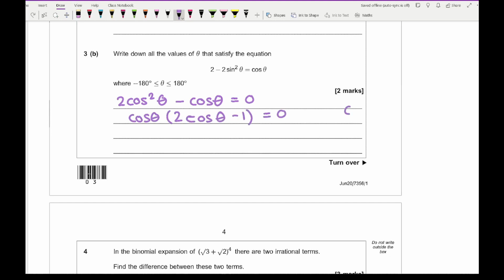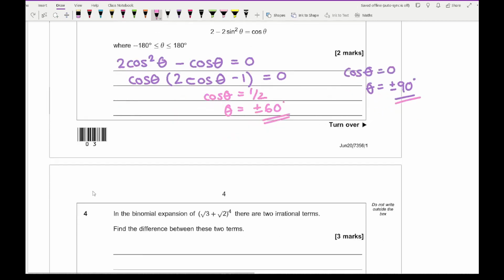So either cos theta equals 0, in which our 2 solutions are going to be plus or minus 90 degrees, or we've got cos theta equals a half, in which theta is going to equal plus or minus 60 degrees. So our 4 solutions are going to be plus or minus 60 and plus or minus 90.